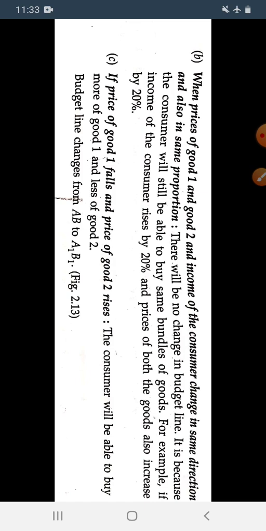Okay. Third condition: if the price of good 1 falls and the price of good 2 rises, the consumer will be able to buy more of good 1 and less of good 2. Now there is a contradictory condition. The price of good 1 is falling and the price of good 2 is rising.